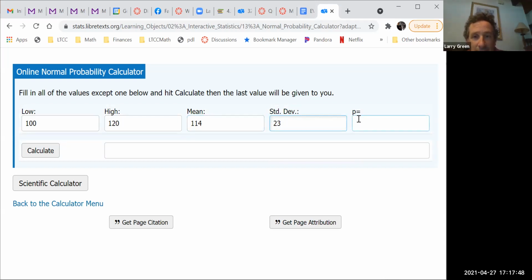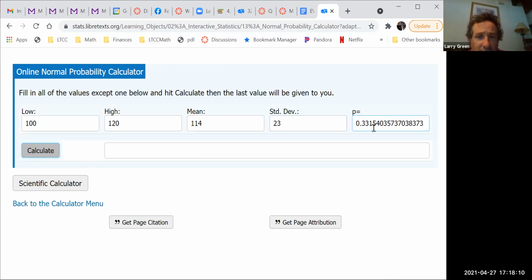P stands for probability. So that one we leave blank, okay? Because it says fill in all the values except one below and hit calculate. Then the last value will be given to you. So hit calculate. And there's your answer, about 0.33.